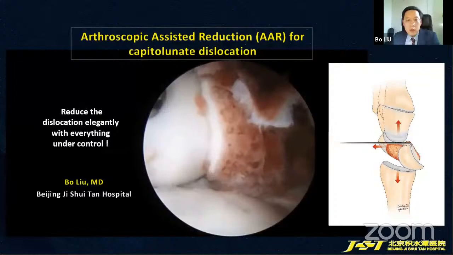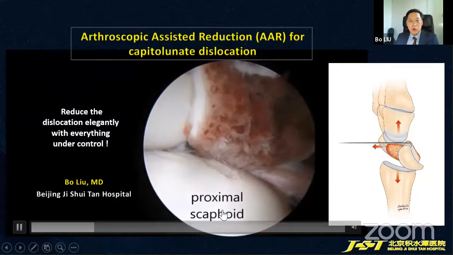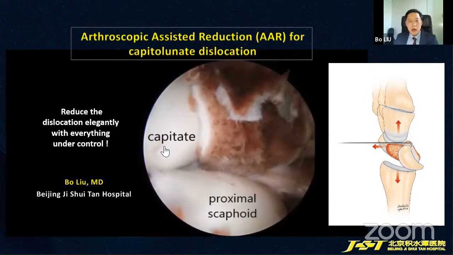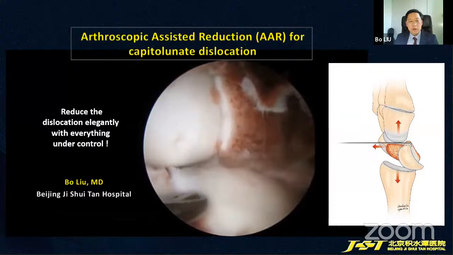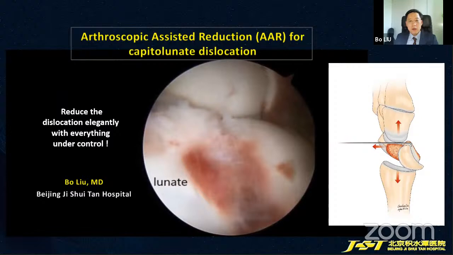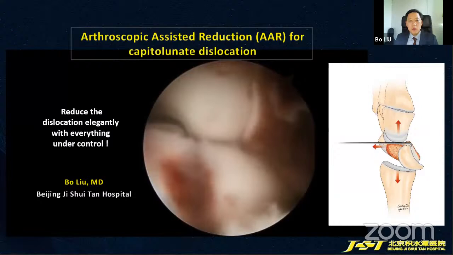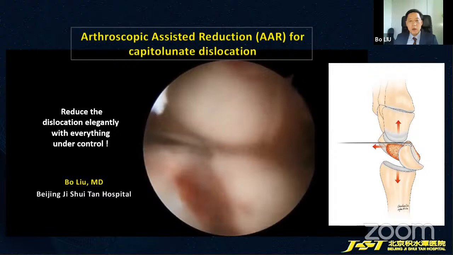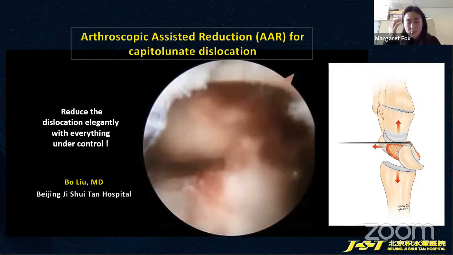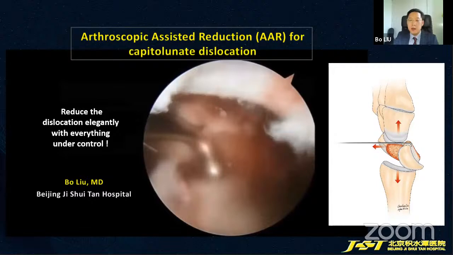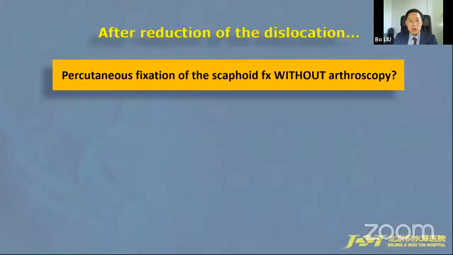So let's see why you cannot achieve closed reduction. This is the distal scaphoid. This is the proximal scaphoid. You can see this is a grossly displaced fracture. This is the capitate. You can find the reason that you cannot achieve closed reduction is because the capitate is blocking the reduction of the lunate as well as the proximal fragment of the scaphoid. Under the traction force of wrist arthroscopy, you have an opportunity to unlock the dislocation, and you can use a probe to reduce the dislocation elegantly and with everything under control. There's no worry about iatrogenic cartilage damage.